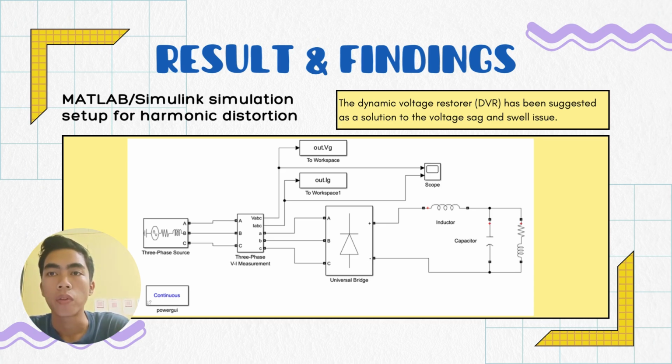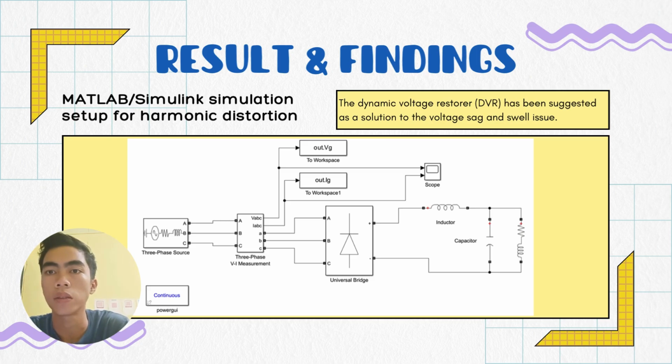Next, we provide a simulation diagram representing a three-phase rectifier system. It consists of a three-phase AC source connected to a universal bridge rectifier through a three-phase VI measurement block. The rectified DC output from the universal bridge is filtered using an LC filter, which is an inductor and capacitor in series, before feeding the load. The scope connected in the circuit is used to visualize the voltage and current output.